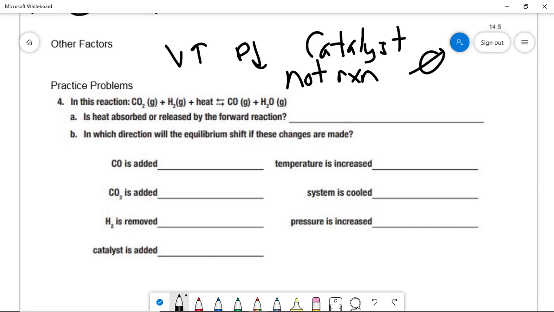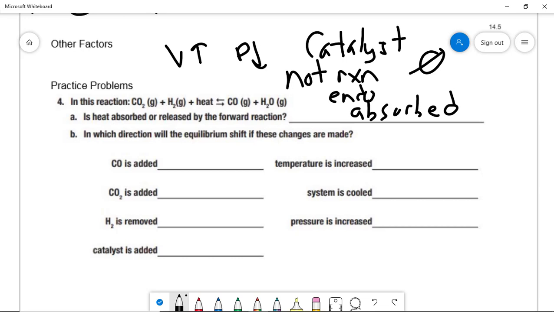In this reaction, we have CO2 reacting with hydrogen to produce carbon monoxide and water. It looks like heat is a reactant here, okay? So if heat's a reactant, it's going in, so we know that that's endothermic. So heat is absorbed by this reaction. Next thing asks, in which direction will equilibrium shift if the following changes are made? So let's think about it.